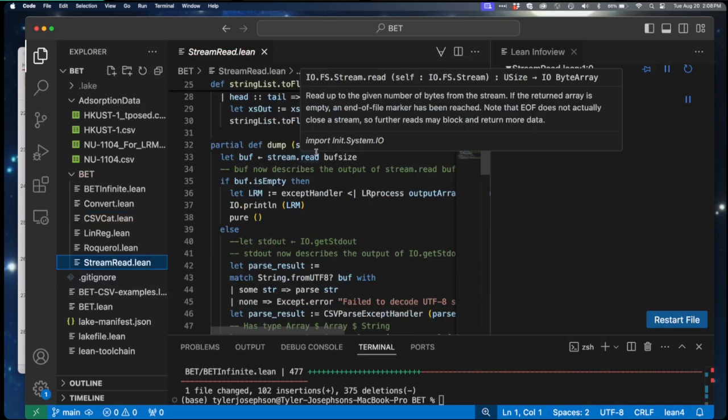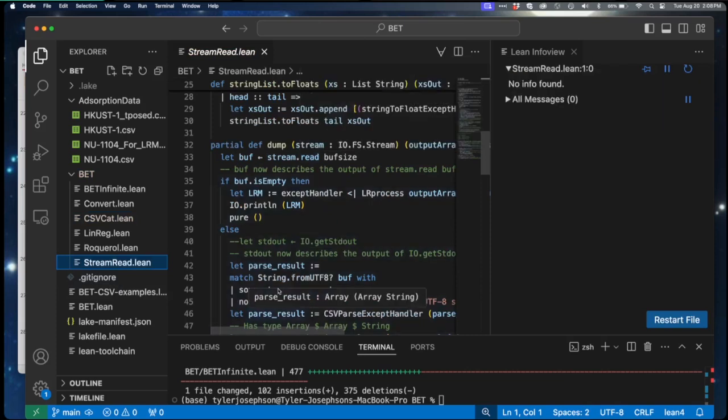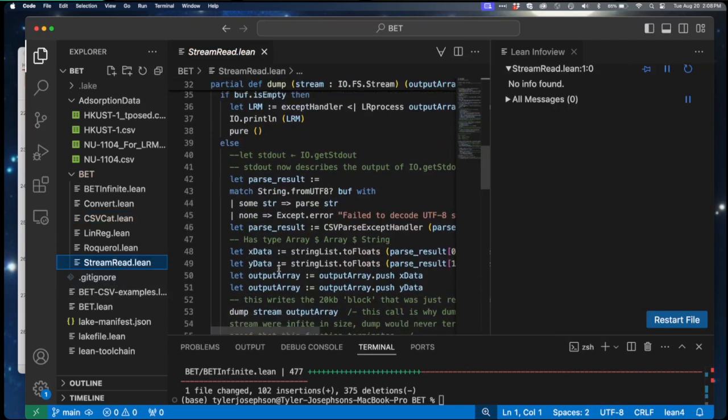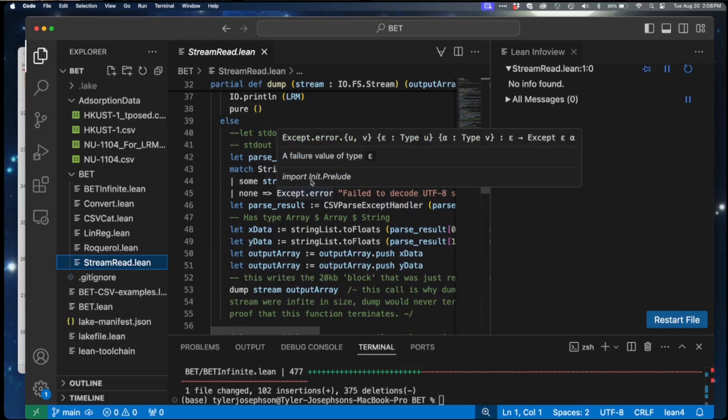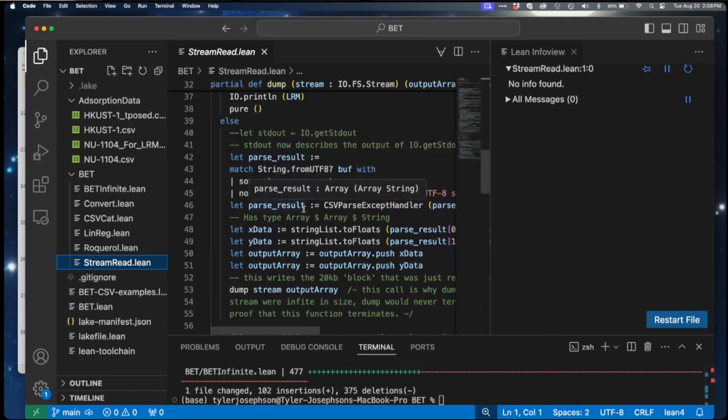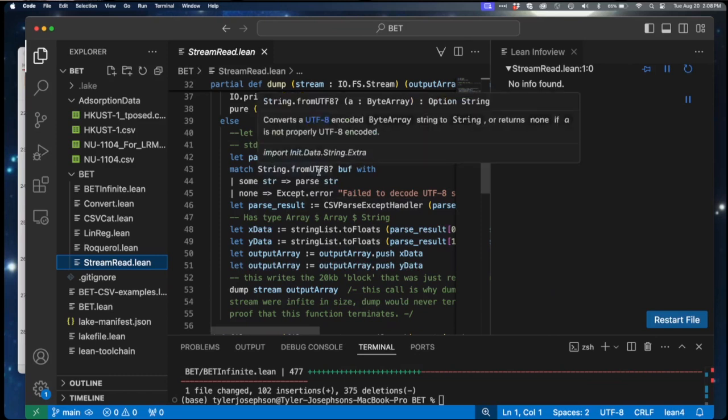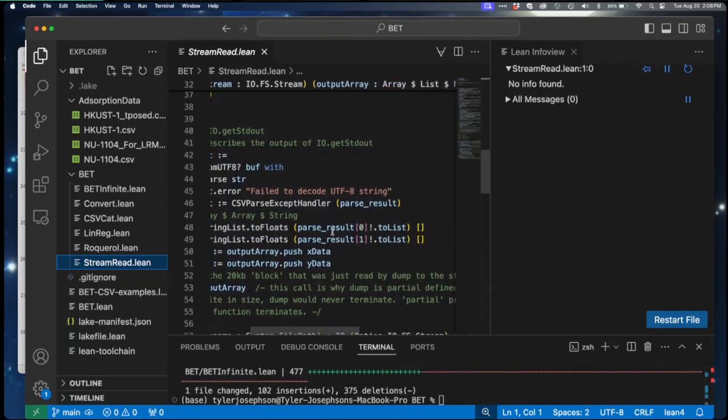How will it get an array out of this? It needs to apply parse. And there's parse result, and there's also, I think that's it. Yep, so there's parse result. Oh, and there's also parse. We needed this string from UTF-8. That's in Lean Core. It allows you to turn a byte array into a string. And then after that, we turn the string into floats.